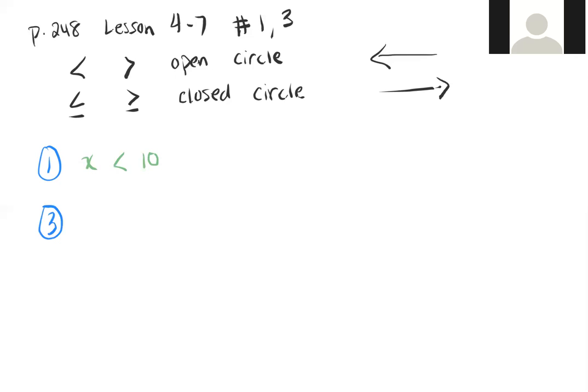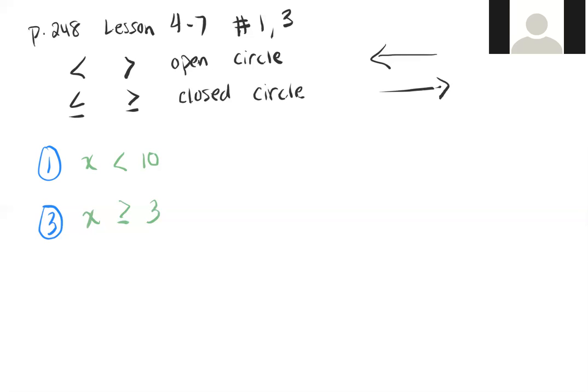All right, now let's look at number 3. Again, always start with my x. I can see my dot is on the number 3. I've got a closed circle, so I know it's going to be less than or equal to or greater than or equal to. And my arrow is headed towards the right, so it's going to be greater than or equal to.